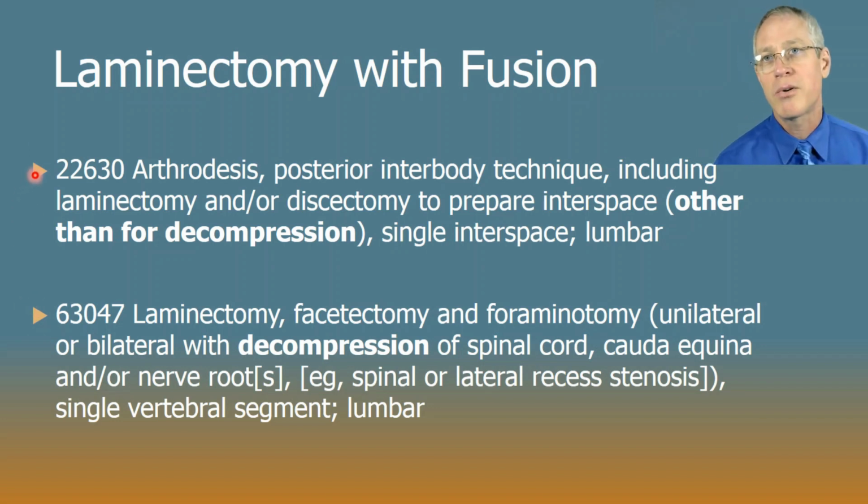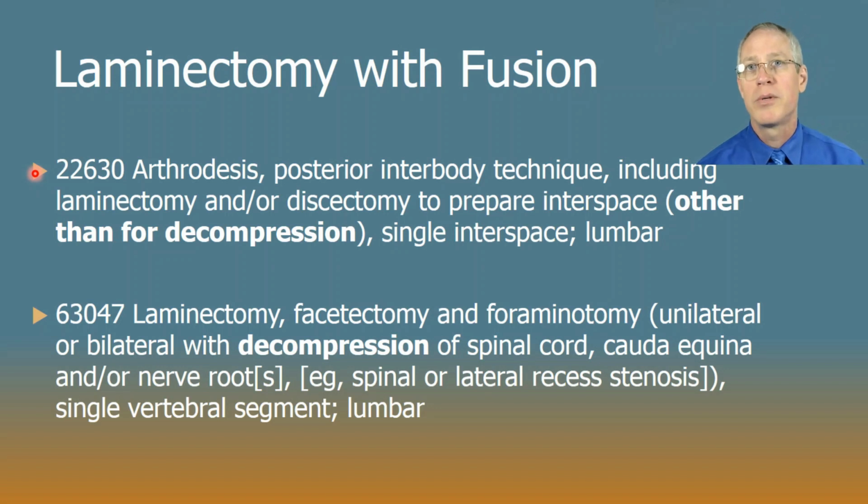In any case, so we've got your arthrodesis code, posterior interbody technique, including laminectomy, discectomy, and so forth, to prepare the interspace. So the discectomy there and the laminectomy is other than for decompression. So that's a single interspace. And then we'll look at the laminectomy code, 63047. That's the part that's for the decompression.